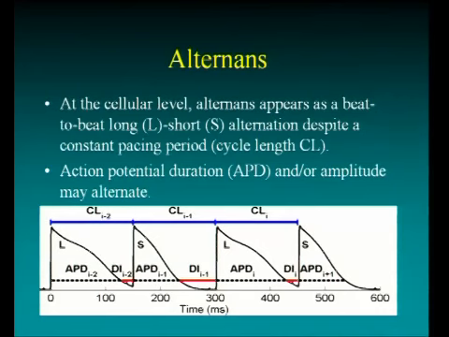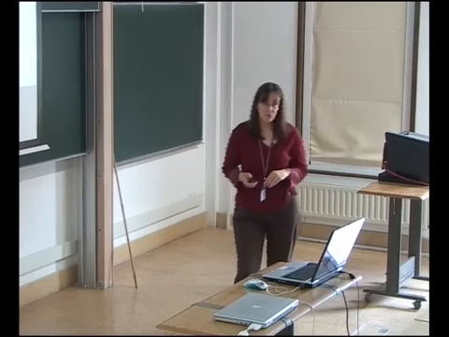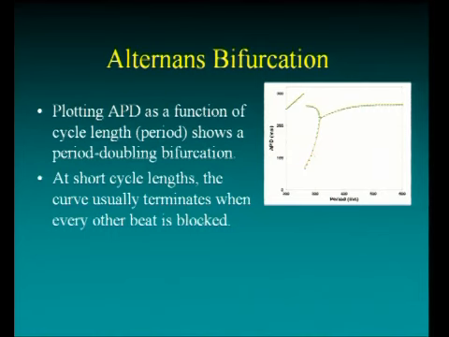So this is a recording from a Purkinje fiber, a microelectrode recording. You can see, in this case, the CL, the cycle length, is fixed. And you have a long action potential followed by a short, followed by a long, followed by a short. This was explained a bit before. I just want to remind of terminology. So APD stands for action potential duration, and DI for diastolic interval. Both the duration of the action potential and also the amplitude may alternate.